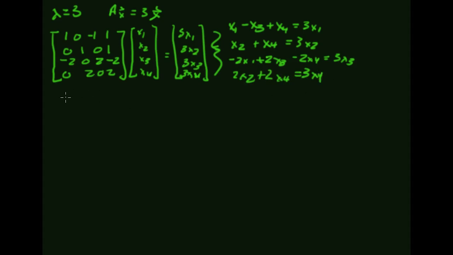All right, so that in standard form becomes negative 2x1 minus x3 plus x4 is 0. Negative 2x2 plus x4 is 0. Negative 2x1 minus x3 plus 2x4 is 0.